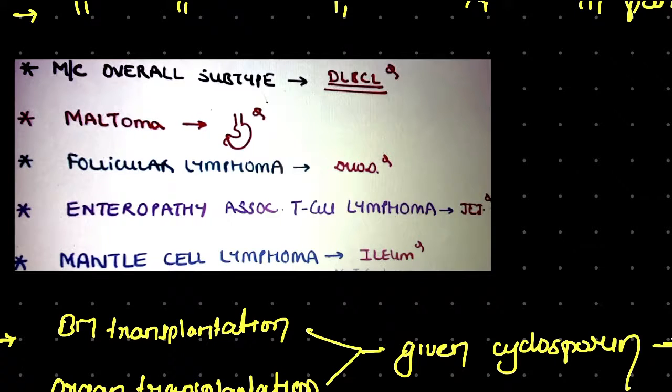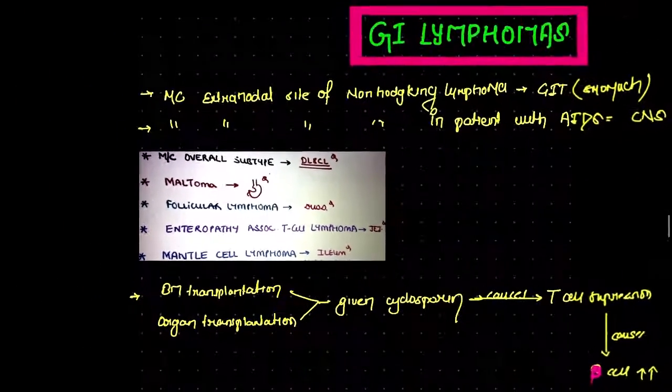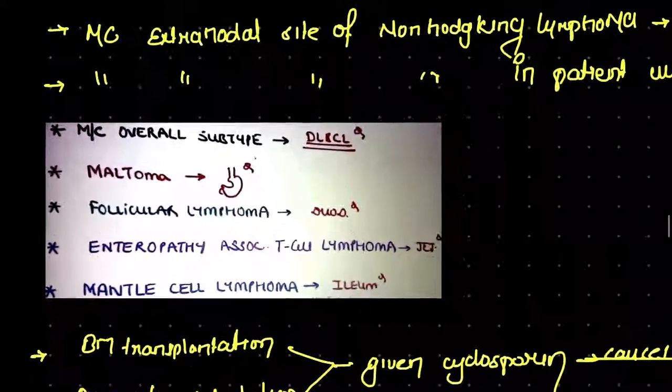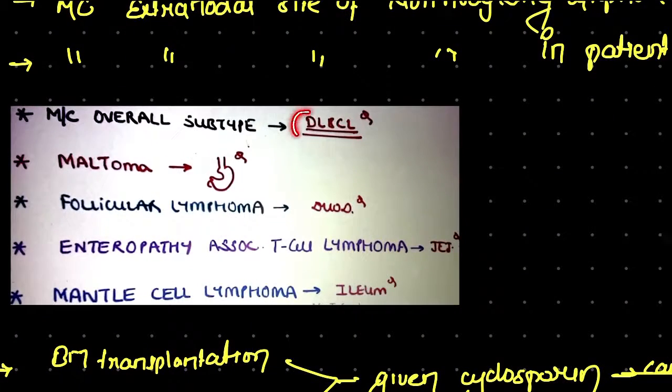Now the most common overall subtype of our GI lymphoma is what? It is our diffuse large B cell lymphoma, the most common overall. The most common lymphoma in our GI system is diffuse large B cell lymphoma.